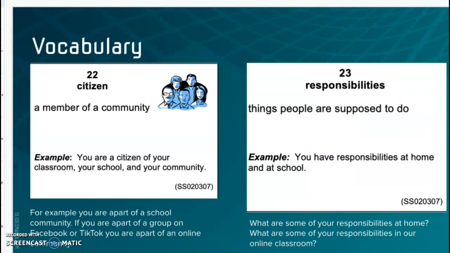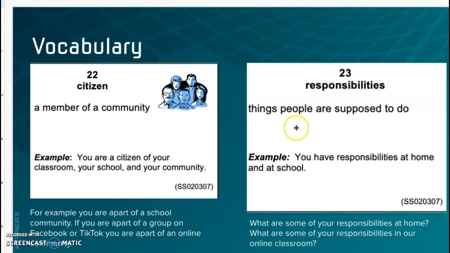There are two vocabulary words that we have learned. We have learned citizen. A citizen is a member of a community. For example, you are a citizen of your classroom community, your school, and your community where you live. Responsibilities: things people are supposed to do.